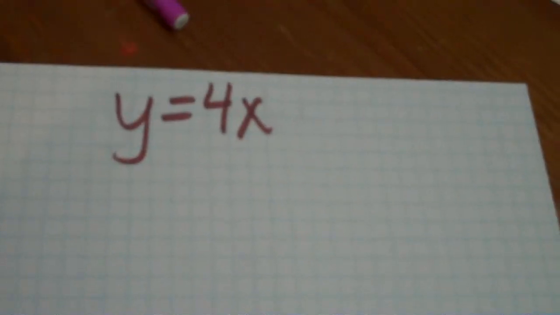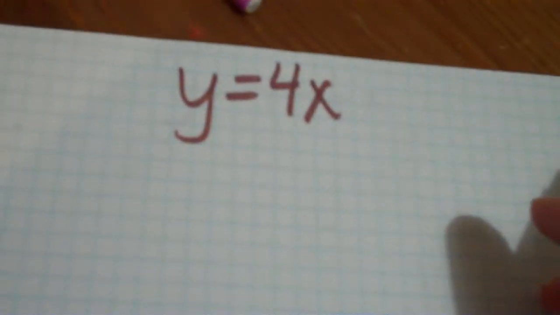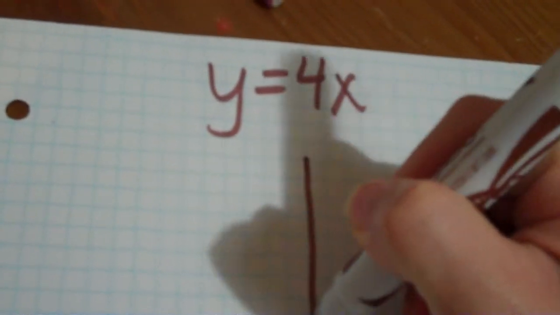Okay? We have 2 more, and you're going to see the difference. Each one has a different component to it. So real quick, y equals 4x. Draw yourself a little graph. Pause if you need to.